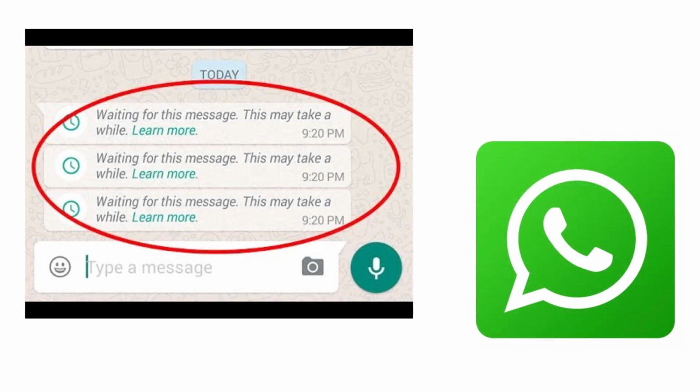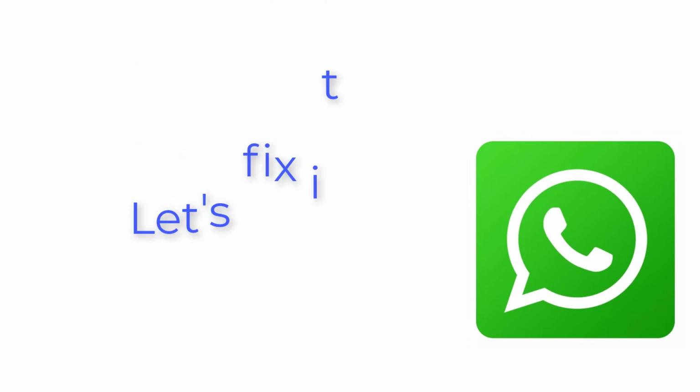Hello everyone. Today, I tried to access WhatsApp to read my text messages. But unfortunately my text message is not visible, and it shows "waiting for this message. This may take a while."